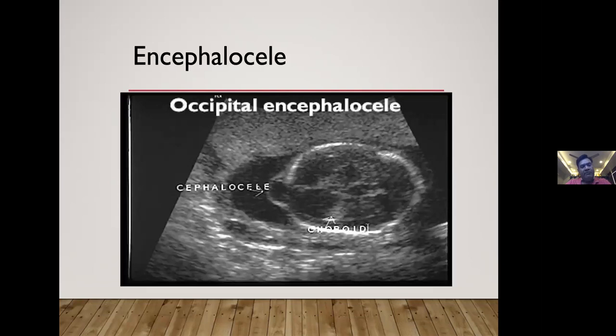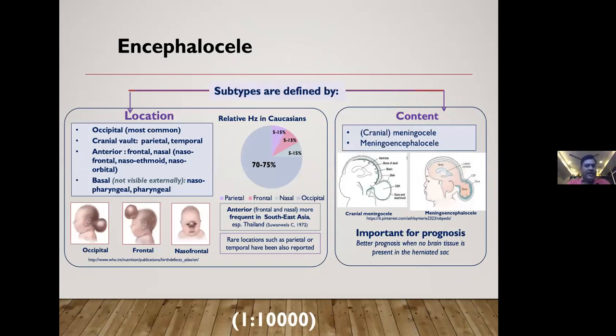The next category is the encephalocele. So you can see here the occipital region, and the frontal region, the cebocele, and we'll deal with encephalocele. When you look at the encephalocele, there are two ways we need to classify. One is based on the location. Based on the location, it may be occipital, which is most common, but unfortunately also has a bad prognosis. Second is the cranial vault, that is parietal or temporal, and then you have the basal, which is generally not visible. And if you look at the content, depending upon whether there are only meninges or also brain tissue, it may be a meningocele, generally called a cranial meningocele, or it may be a meningoencephalocele. And the meningoencephalocele would have a poorer prognosis compared to cranial meningocele.